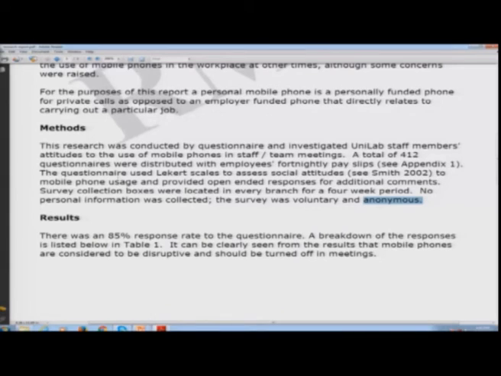So, what did the questionnaire include? The questionnaire used Likert scales to assess social attitudes to mobile phone usage. So, this has been used in a previous study. So, this is your justification to use this particular tool. Also, there was some space for open ended responses.